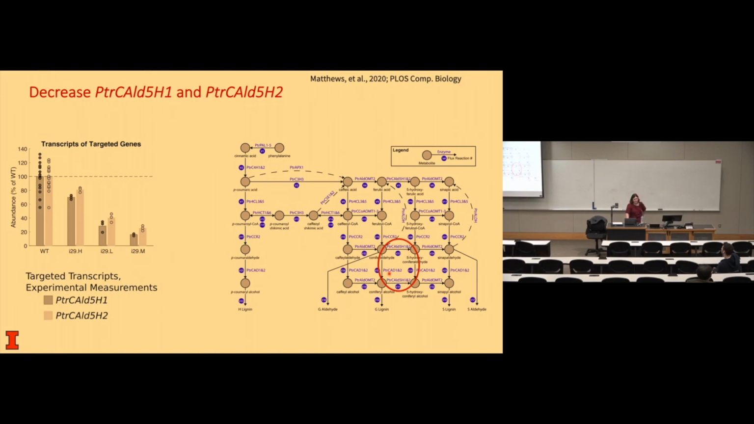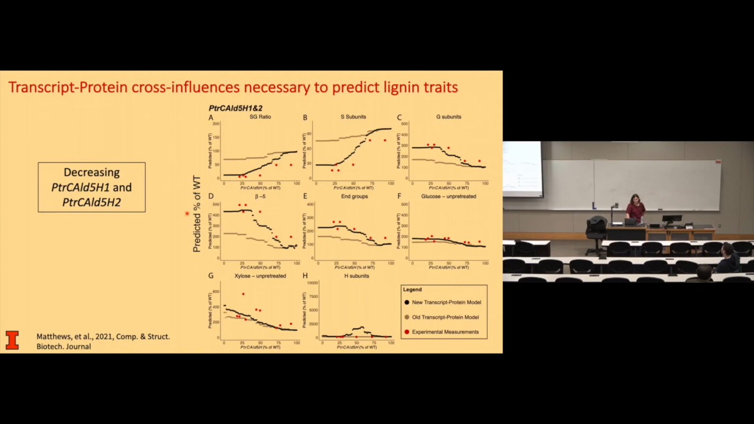And so again, looking at this CALD5H1 and 2 knockdown, these are some of the selected traits from this full multi-scale model that we're looking at, using the new updated transcript-protein model in black, the old version with just the one-to-one relationships in gray, and experimental measurements as the red dots. We have some specific lignin traits, including the ratio of the amount of S subunits versus G subunits, as well as some of these other linkages that are involved in the polymerization of lignin, such as beta-5.